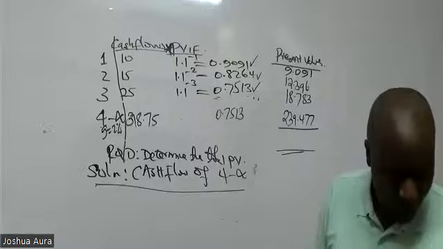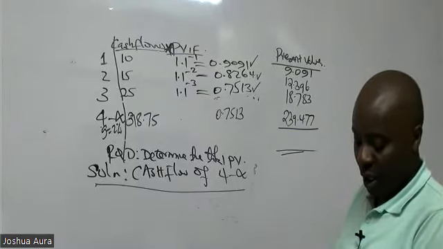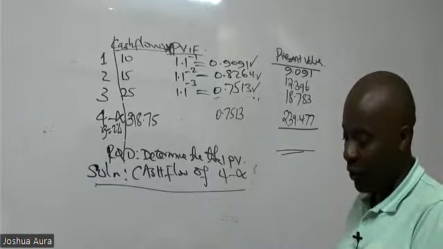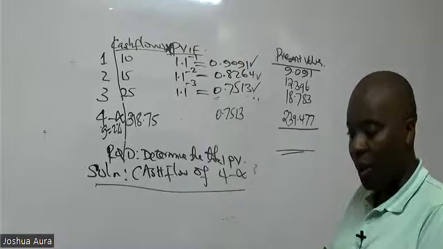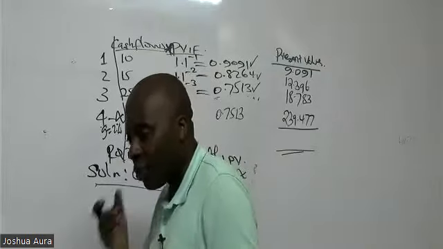Is there somebody who can give me this total present value? These guys are not talking to me really nicely today, right? So they're telling me it is 297.747.